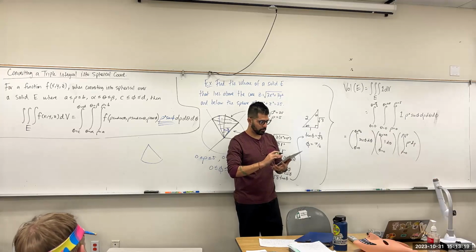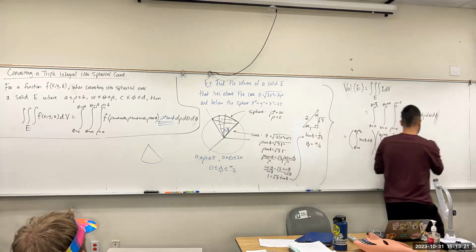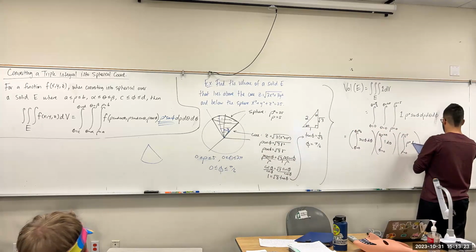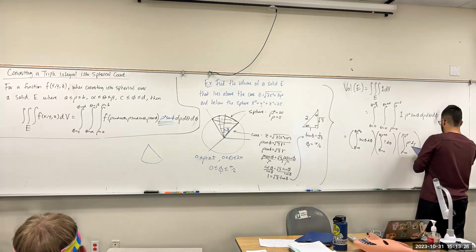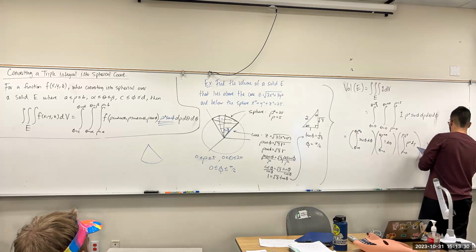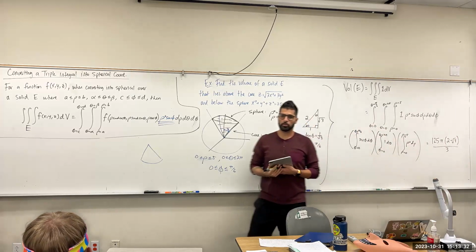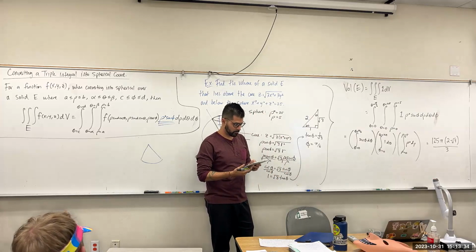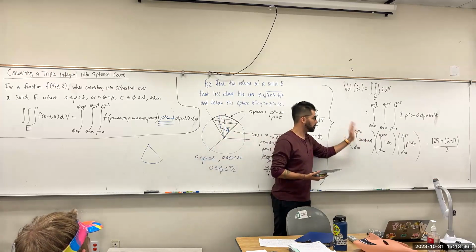Did I do it for you guys? Yeah, okay. The answer looks kind of gross, but it's 125 pi times (2 minus root 3) over 3. You work it out. The pi over 6 is what makes it a little bit nastier.